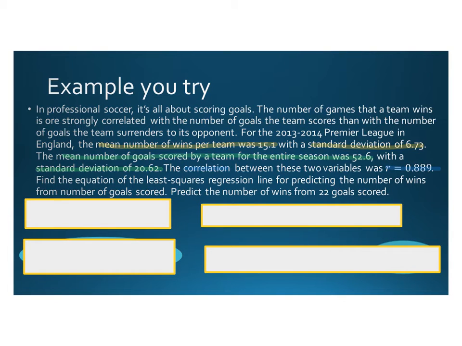It says we're going to find the equation of the least squares regression line for predicting the number of wins from the number of goals scored. So the first thing you'll want to do is find the regression model, and because we want to predict the number of wins, the wins are your y values and the goals scored are your x values. Find the regression model.